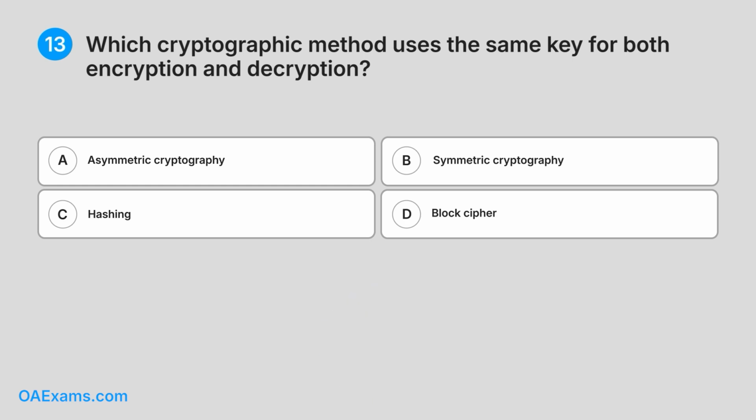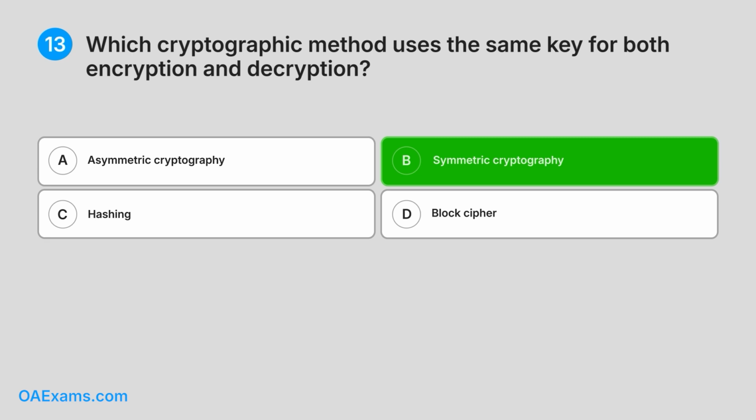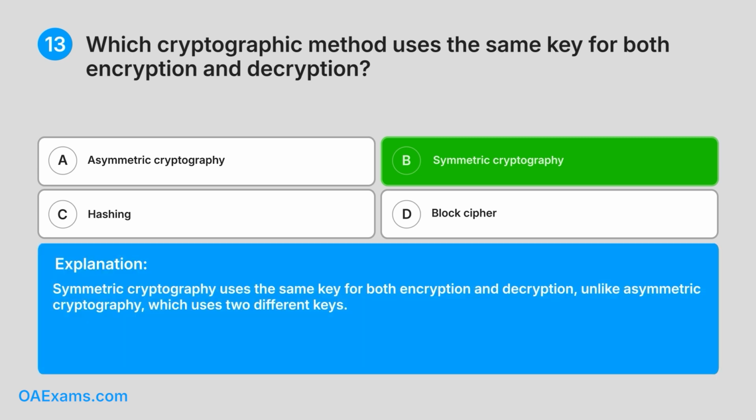Correct answer. B. Symmetric cryptography. Explanation. Symmetric cryptography uses the same key for both encryption and decryption, unlike asymmetric cryptography, which uses two different keys.